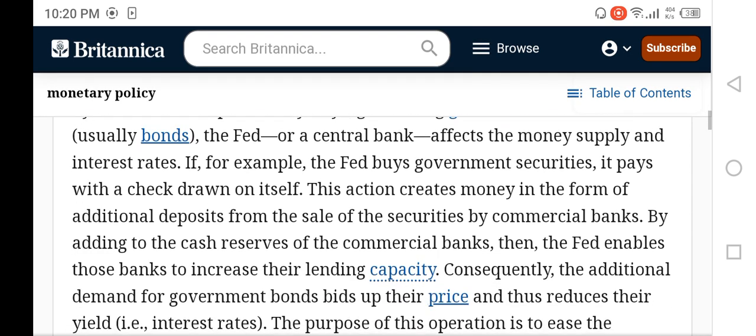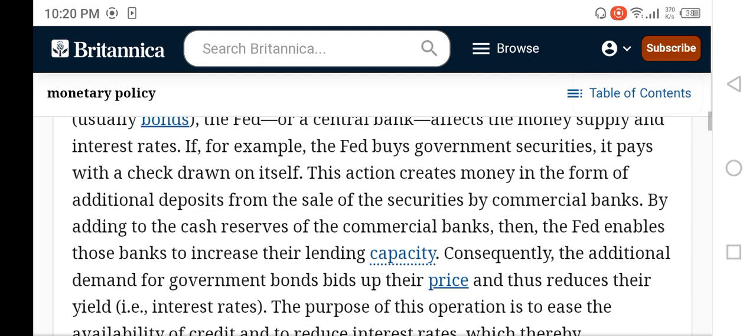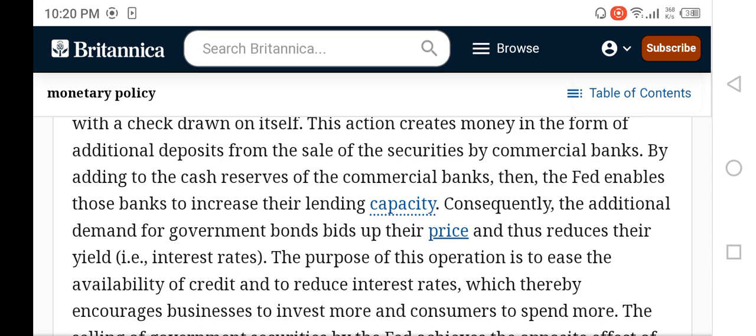If, for example, the Fed buys government securities, it pays with a check drawn on itself. This action creates money in the form of additional deposits from the sales of the securities by the commercial banks. By adding to the cash reserves of the commercial banks, the Fed enables those banks to increase their lending capacity.